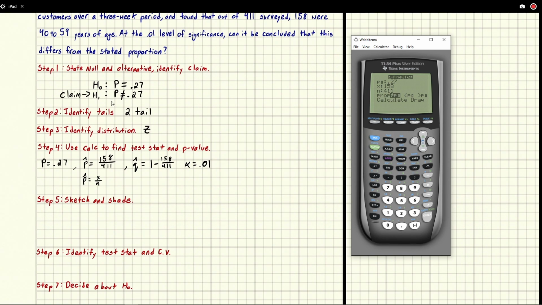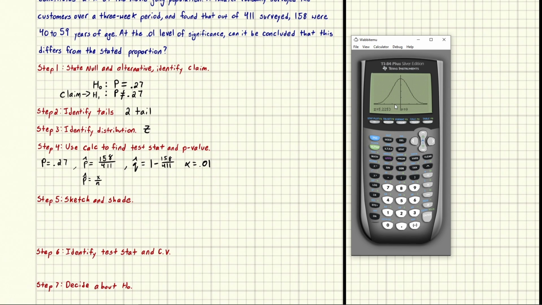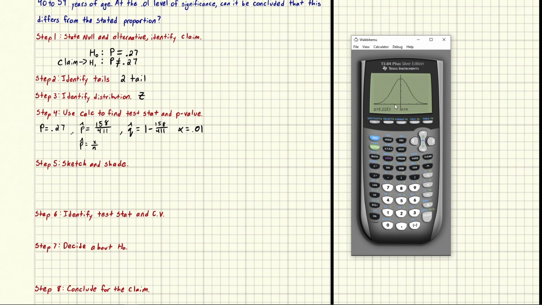Up next, our alternative is not equals to, so that's already set up for us. I'm going to go to draw because it gives us the test stat and the p-value without any other stuff, and even does a little bit of drawing for us. So here we've got our test stat. Our test stat z is equal to, rounding to 2 decimal places, 5.23.